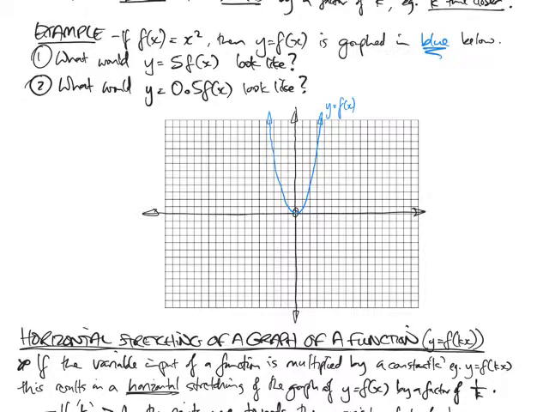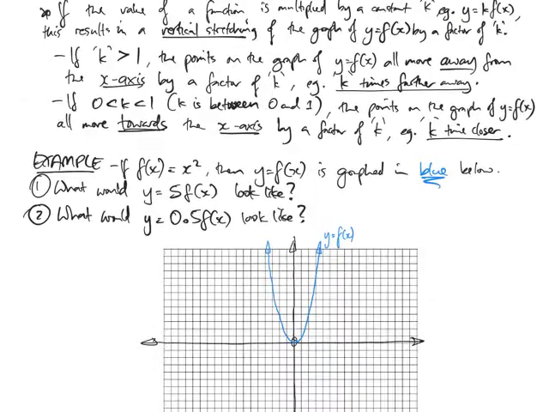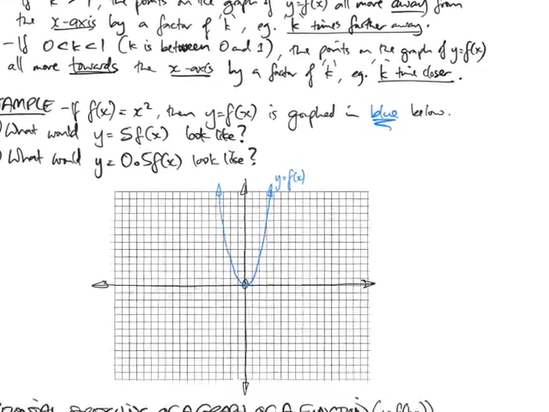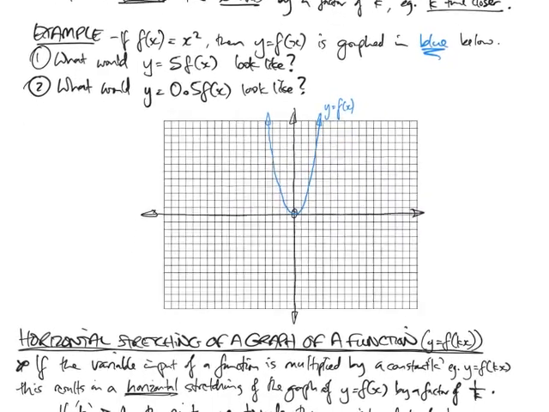So let's use the same example we've been using before. Our function of x is going to be x squared. And then we're going to graph it, so make that function equal y, so the y value is always going to be whatever the x value is squared, and that's graphed in blue below. We've seen that before, we're going to see it again. So what would y is equal to 5 times the function of x look like? We have said that's going to result in the points all moving away from the x-axis by a factor of k. So it should be stretching upwards.